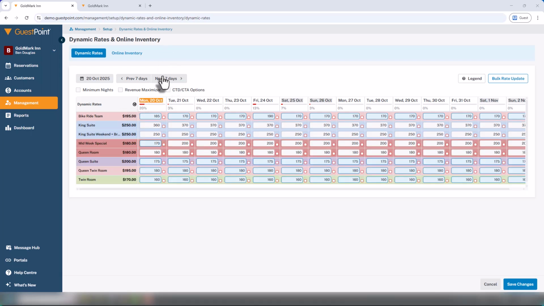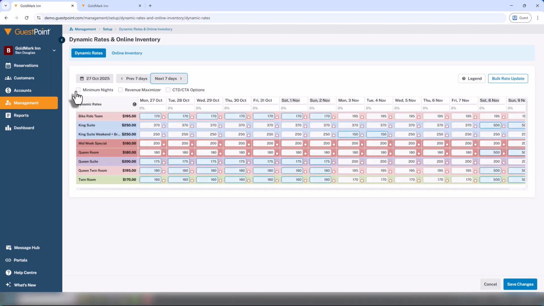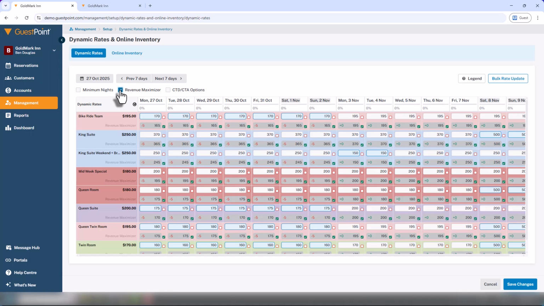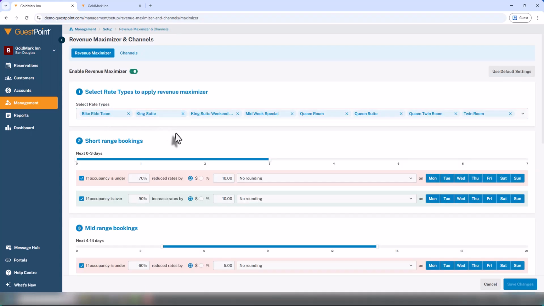Let's move to the next 7 days. We've now unticked minimum nights and we're going to select Revenue Maximizer. Revenue Maximizer adjusts our rates based on our own input criteria. So if we go Management and we go Revenue Maximizer, we can see here that we can select a rate type and then we can apply the Revenue Maximizer.